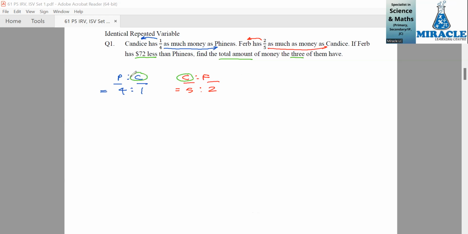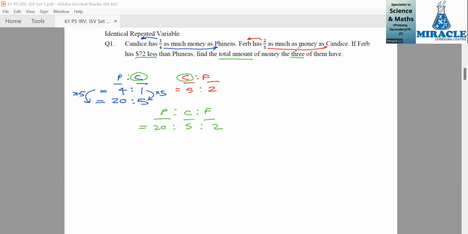So now, since we have two Candices on both ratios, we want to make their number of units the same. So between 5 and 1, the common multiple would be 5. In order to get 5 from 1, we have to multiply it by 5. So we also multiply 4 by 5, and this gives us 20. So now let's rewrite our ratio and combine all of them. So we have Phineas to Candice to Ferb goes to 20 to 5 to 2.